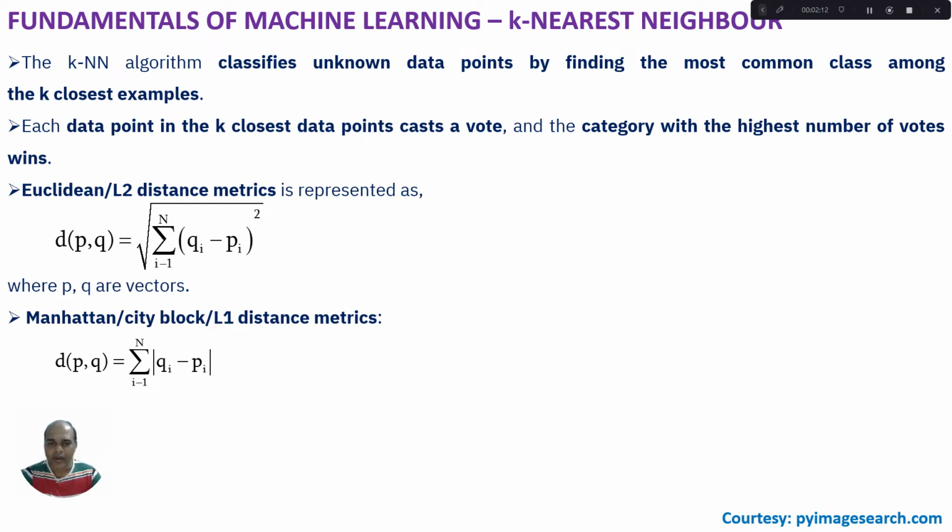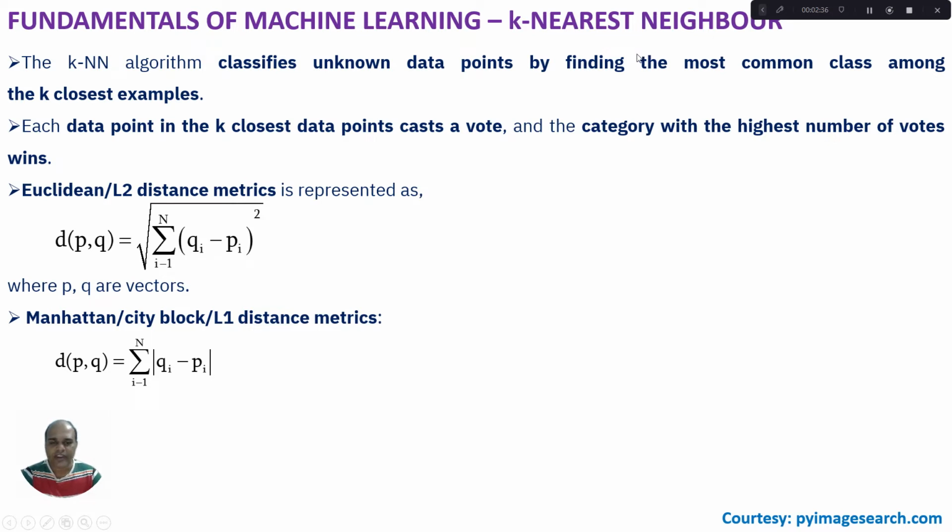Depending upon this result, for example, if K is 5 and 3 data points say it is class A and 2 data points say it is class B, then the majority voting is with class A. Then the class A label will be assigned to the new data point. That is how K nearest neighbor works.